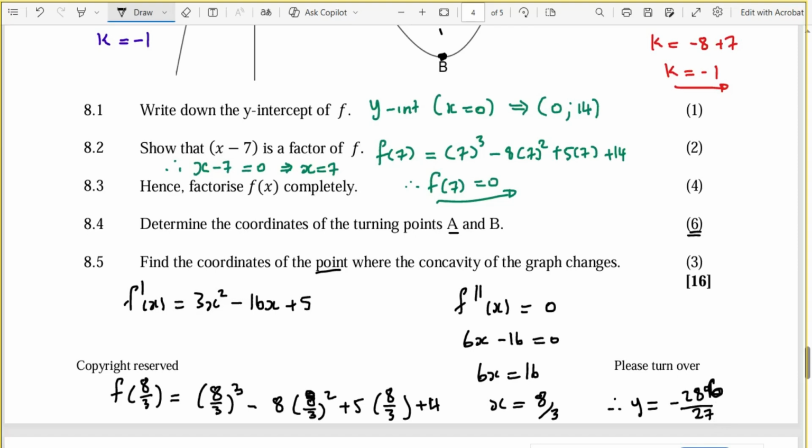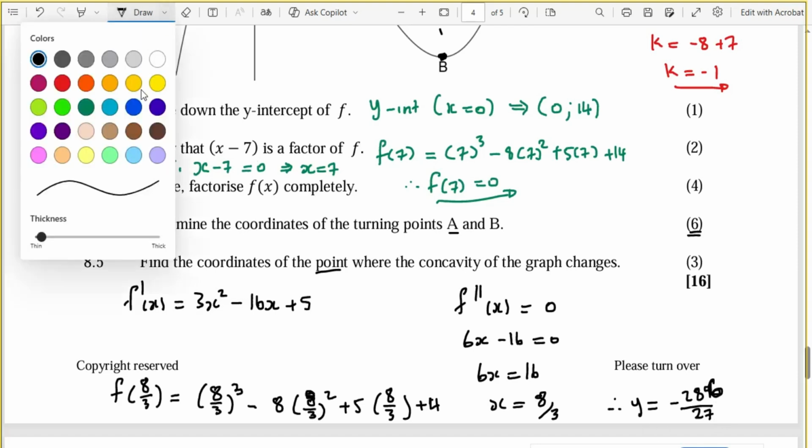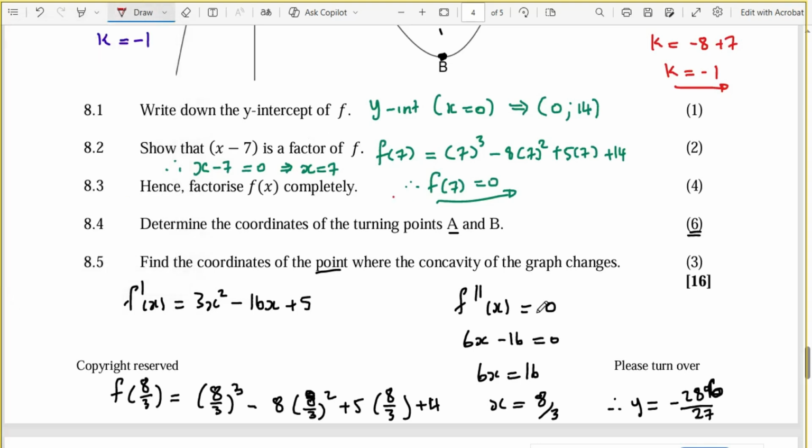Then your point will just be those two. Therefore, your point will be 8 over 3 and negative 286 over 27. That's the concavity point.